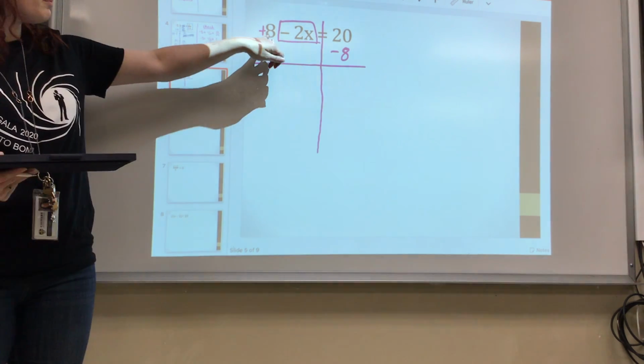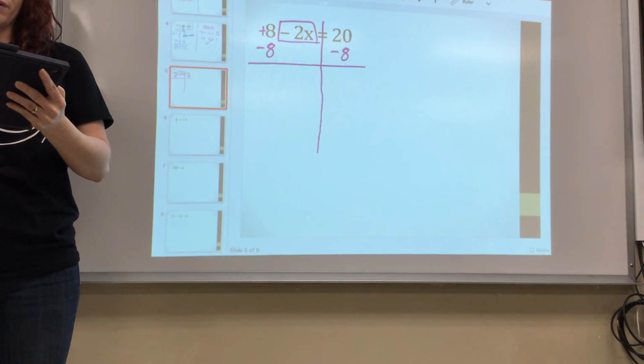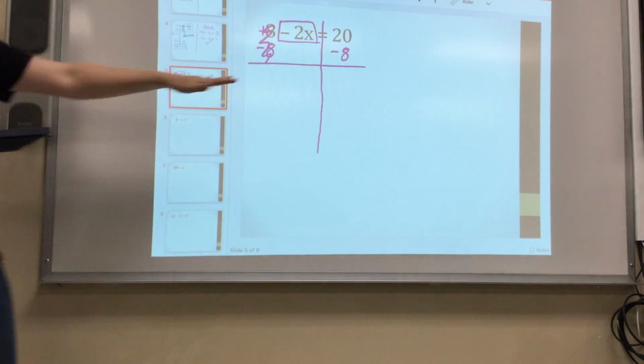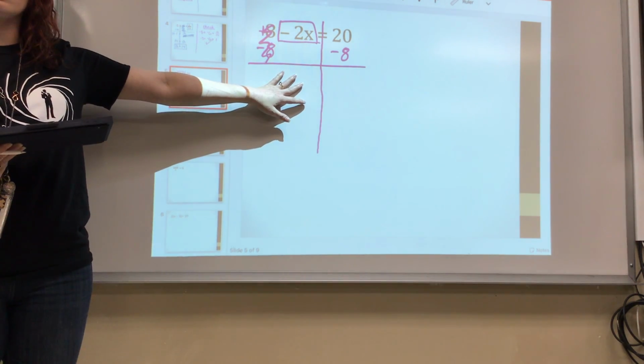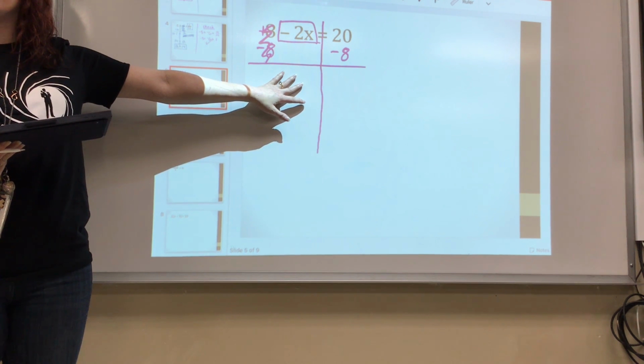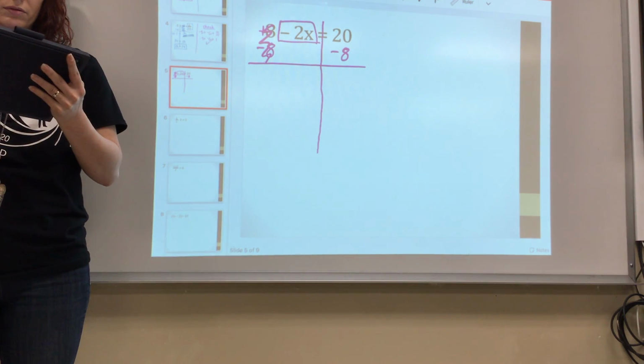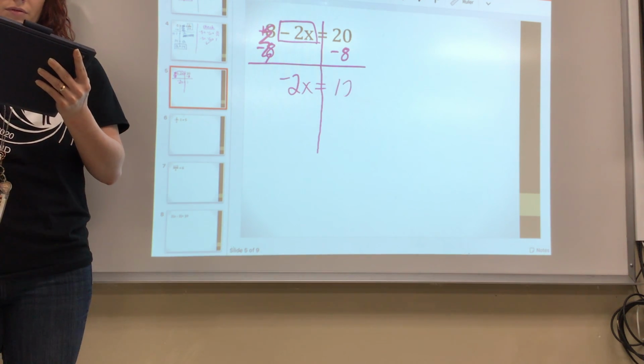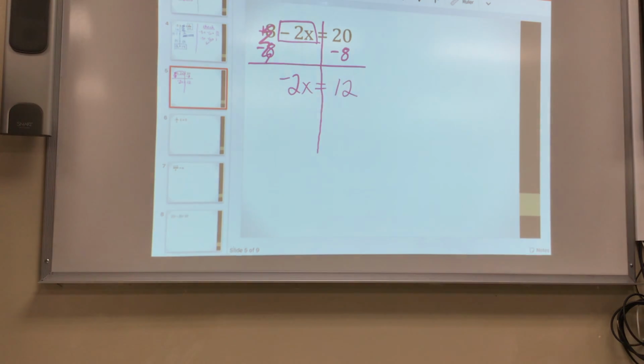So we got to start by getting rid of the 8. So we subtract 8. Those are inverses. That left side 8 is gone. What remains on the left-hand side? 2x. Almost. Negative 2x. Negative 2x. Yeah. Are you done? Okay, good. So we get negative 2x equals 12.